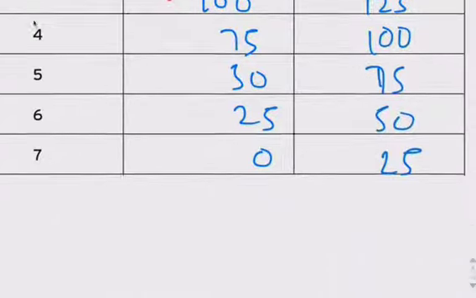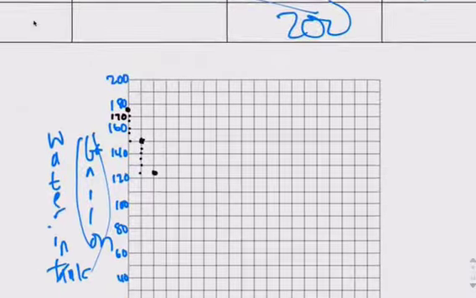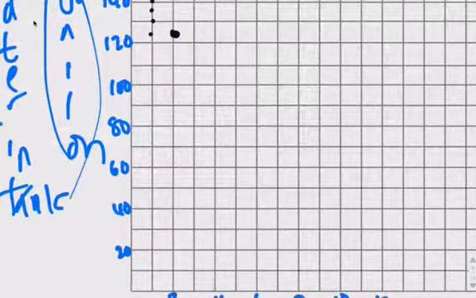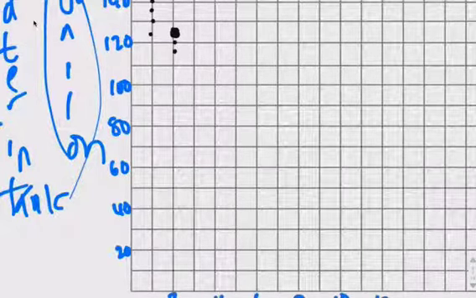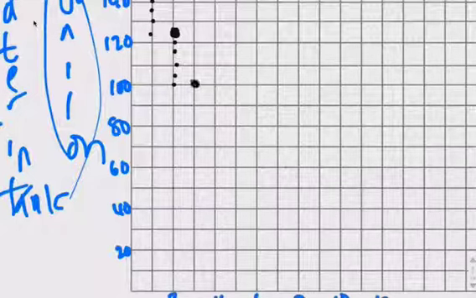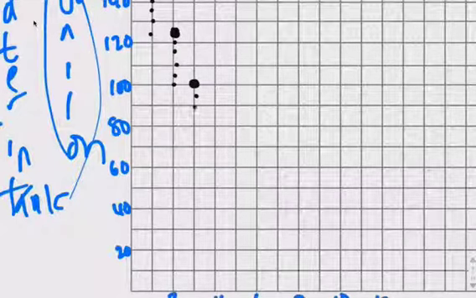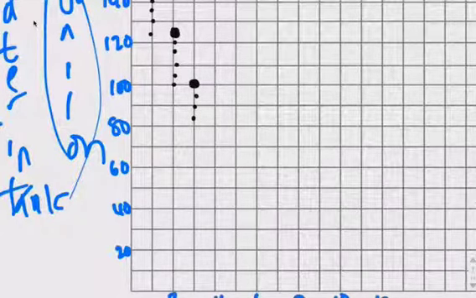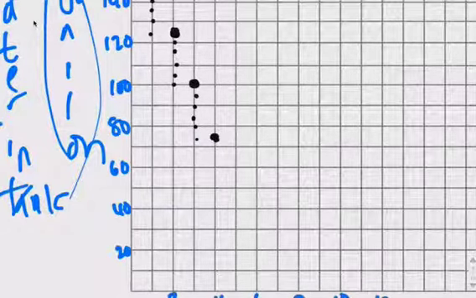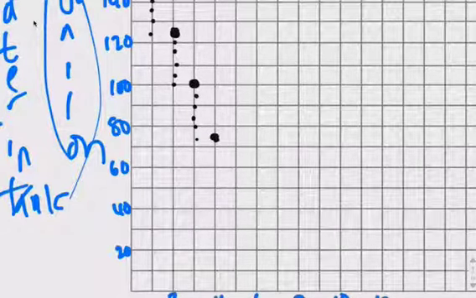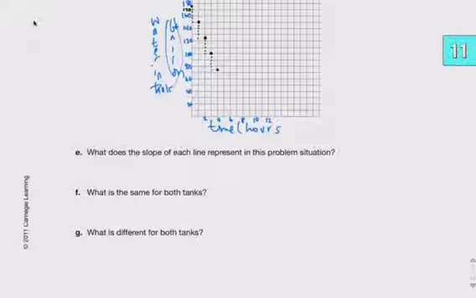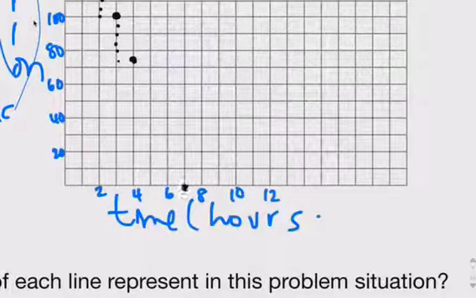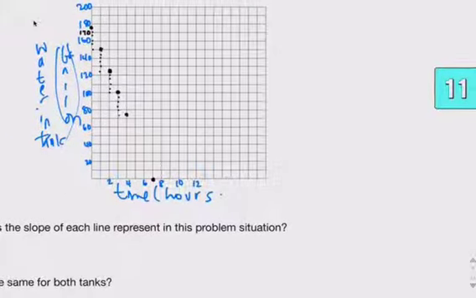At 2, it's 125. At 2, notice it's at 125. Down 5, 10, 15, 20, 25, over 1, again. Okay, until the very end at 7 hours at 0, right? We don't need all those dots. Just like this, connect the dots.